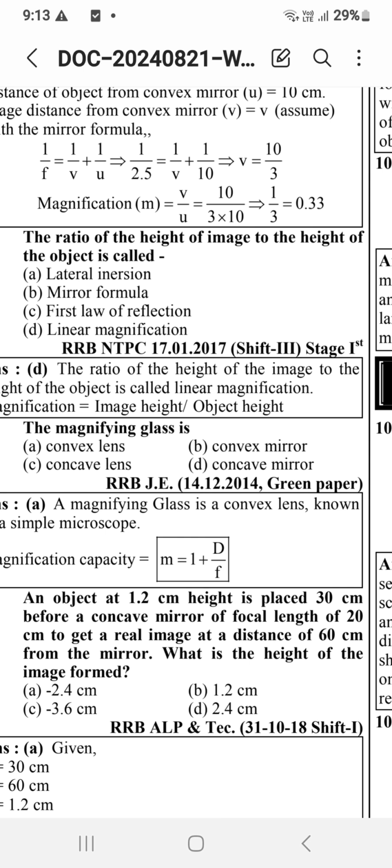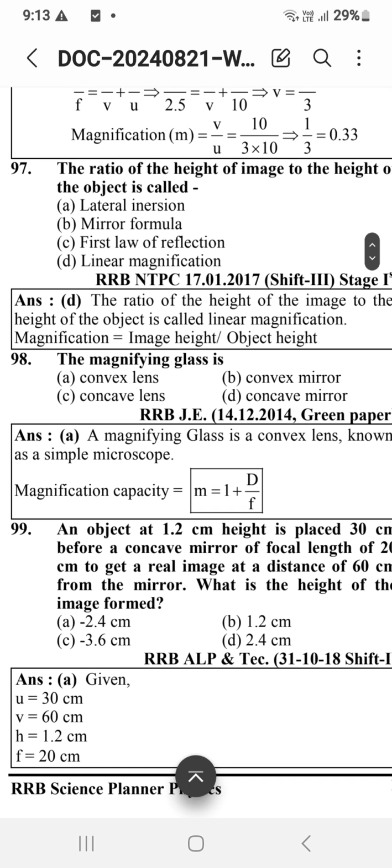An object at 1.2 cm height is placed 30 cm before a concave mirror of focal length of 20 cm to get a real image at a distance of the 60 cm from the mirror. What is the height of the image?